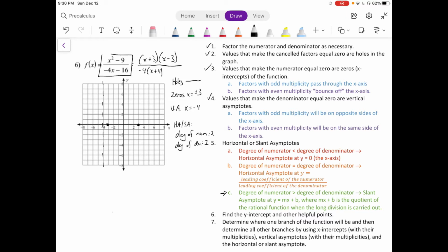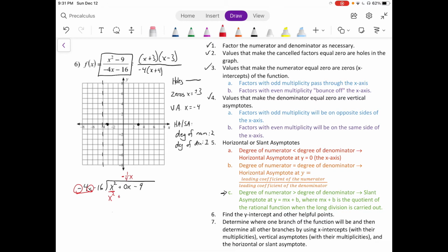We actually take our original, so negative 4x minus 16, and we're dividing that into x squared, and I'm going to put a plus 0x because there's no linear term there, minus 9. And so we think to ourselves, what times negative 4x gives me x squared? Well, I have to make it positive, so I have to put a negative here. I need to cancel the 4, so I need a 1/4. And then this is just an x. I need to get to x squared, so I need another x. So multiplying that gives me an x squared plus negative 1/4 x times negative 16. So that's plus 4x.